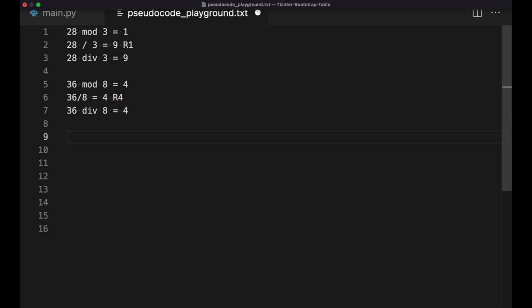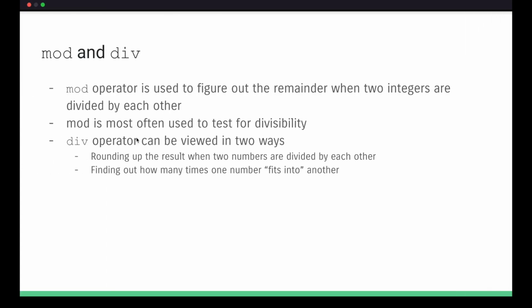One last example, let's say we have 17 mod 3. That's going to be equal to 2, because 17 divided by 3 is going to be equal to 5 remainder 2. So that means that 17 div 3 will be equal to 5. All right, that's basically how div works. I don't think there's anything more to say about that.